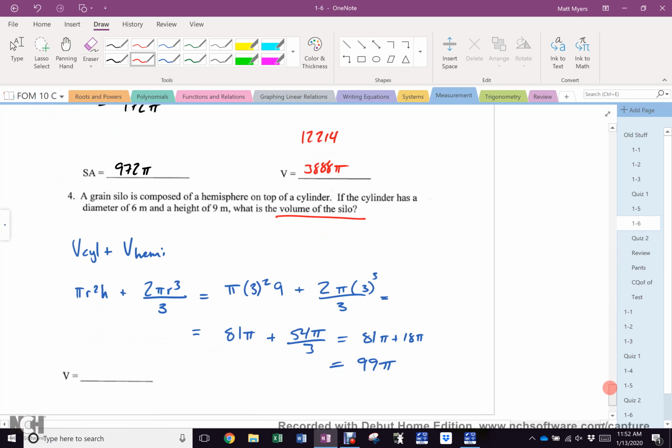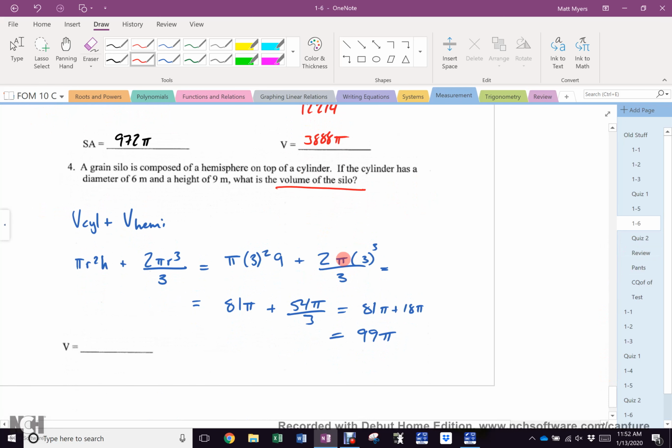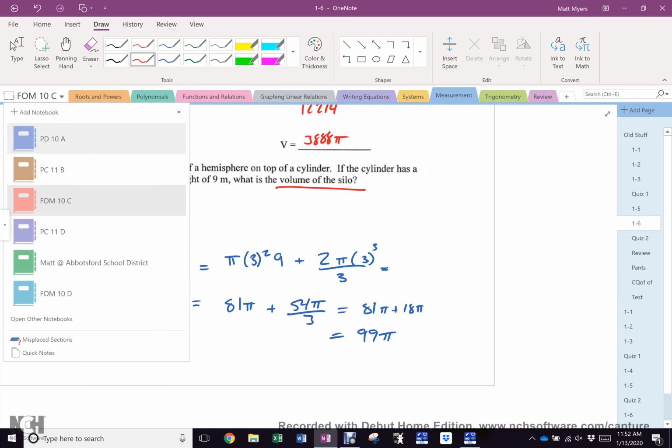And lastly, I explained what a silo was if you didn't actually know what a silo looked like, so you just added the 2 volumes together. Everybody good? Yeah? Yeah. All right.